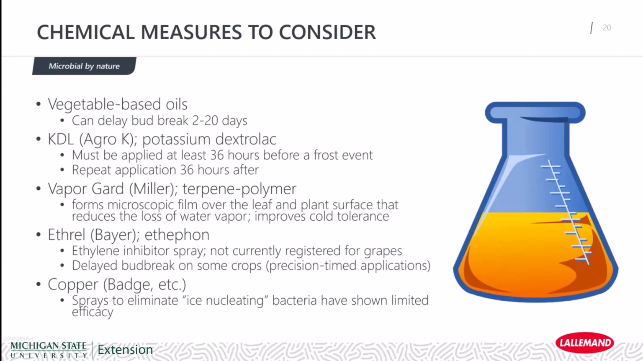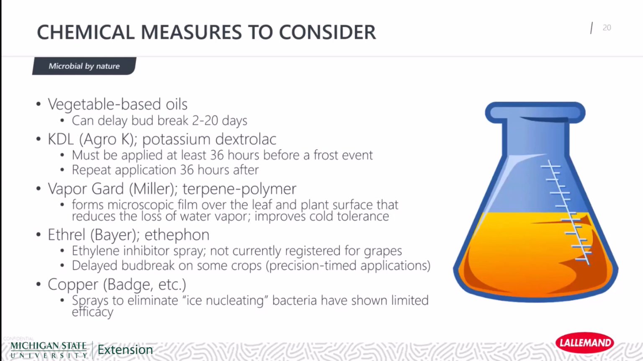Or there is KDL, which is produced by Agro-K, which is a potassium dextrolac. This is really one that needs to be applied at least 36 hours before a frost, followed by a repeat application 36 hours after the frost event to be effective. Vapor Guard from Miller is more of a terpene polymer. So this will actually form a microscopic film over the leaf and plant surface, and it works to reduce the loss of water. So you don't necessarily get that vapor deficit being established as quickly. Therefore, this will improve your cold tolerance.